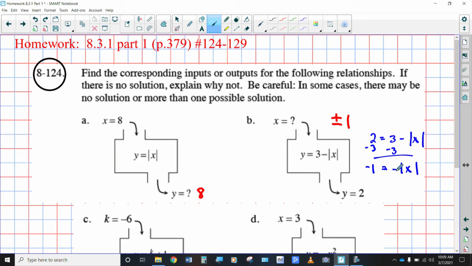And I don't like having this negative sign on the outside. That means multiply whatever the absolute value of x is times -1. So if I divide both sides by -1, this becomes 1 is equal to the absolute value of x. So notice our obvious answer would be 1, right? Because the absolute value of 1 is 1. But there's also another solution where x could be -1 because the absolute value of -1 is also 1. So there's actually two solutions that work, or two values for x that will produce this output for y.